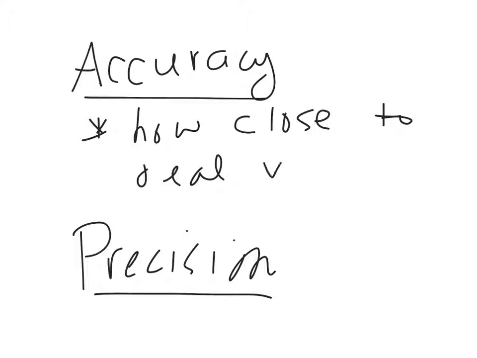So how close to the real value is our data? The closer it is, the more accurate. Now it's true, we don't always know what the real value is. I mean, that's the whole point of measuring it. But there are ways that we can ensure that we're getting more and more accurate results, that the numbers we're getting really are representative of the actual value.